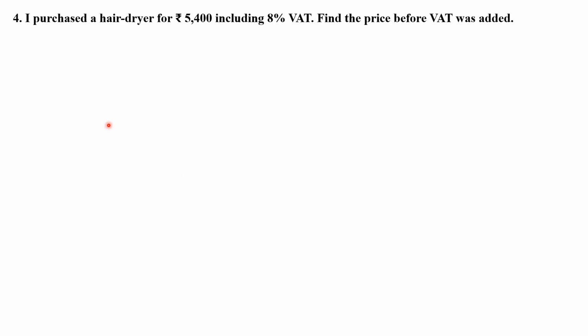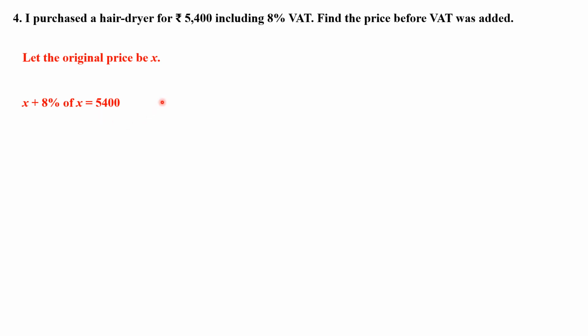Now question number 4. I purchased a hair dryer for 5,400 rupees including 8% VAT. Find the price before VAT was added. So this 5,400 rupees has the original cost of the hair dryer plus tax. So again I'm going to assume the original price is X. So from here I can write X plus 8% of X equal to 5,400.